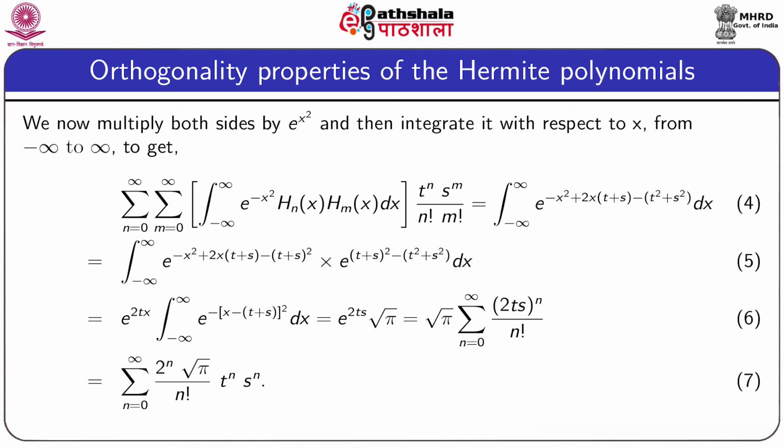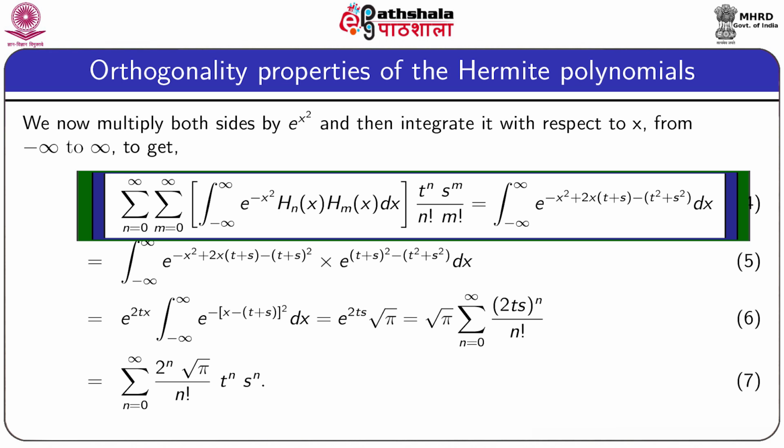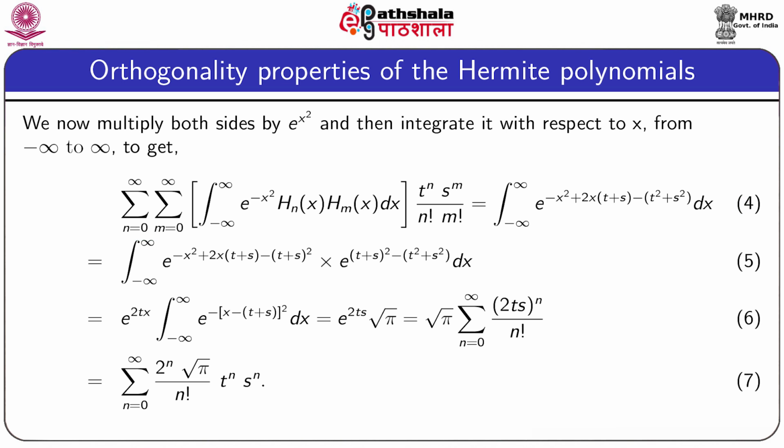We now multiply both sides of 3 by e to the power minus x square and then integrate it with respect to x from minus infinity to plus infinity, and we will be getting equation 4, which is summation n equal to 0 to infinity summation m equal to 0 to infinity integration minus infinity to plus infinity e to the power minus x square H_n(x) H_m(x) t to the power n s to the power m divided by n factorial m factorial is equal to integration minus infinity to plus infinity e to the power minus x square plus 2x(t plus s) minus t square plus s square dx.